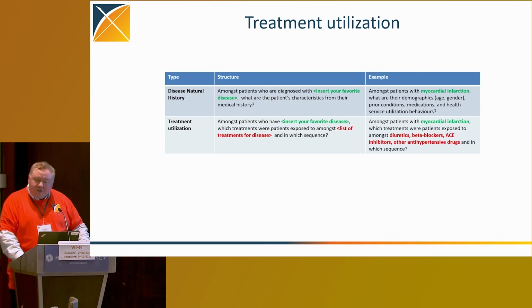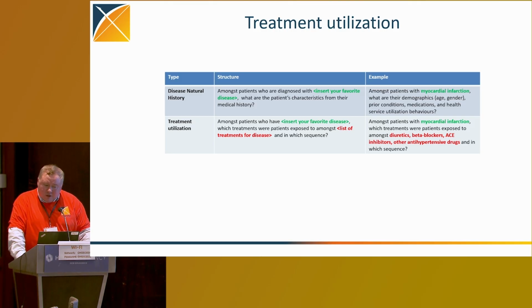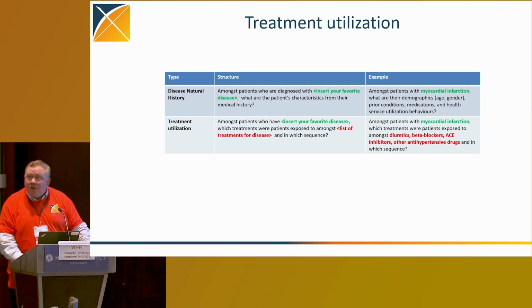Treatment utilization is another compelling use case. Here you can think of, amongst people who have some sort of diagnosis you're interested in, which treatments were patients exposed to and potentially in which sequence. So for example, if I'm saying, amongst patients who go on to have a heart attack or maybe have hypertension, we say, what hypertensive drugs have they had in what order?